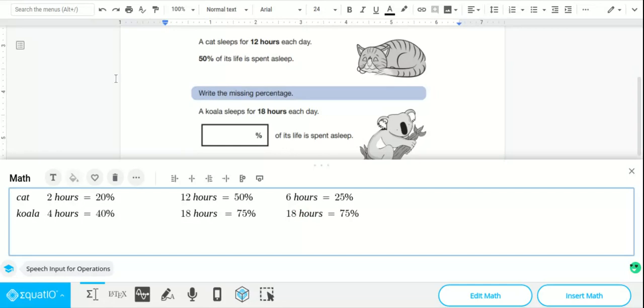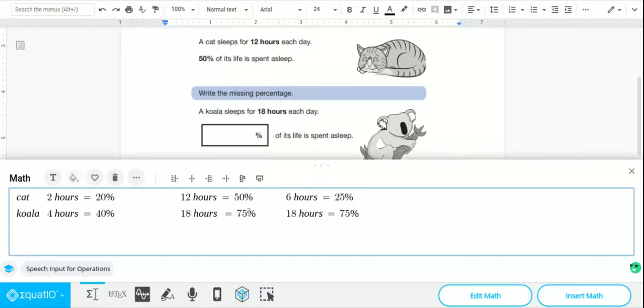Right, let's recap. So for example, a cat sleeps for 2 hours, that's 20% of his life spent. A koala sleeps for 4 hours. What's his percentage of sleeping? Because if it's 2 hours and you're going into 4, that's times 2. So 20%, you times 2 there as well, becomes 40. Straightforward. Now we've got the cat sleeps for 12 hours, which is 50%. And the koala sleeps for 18 hours.